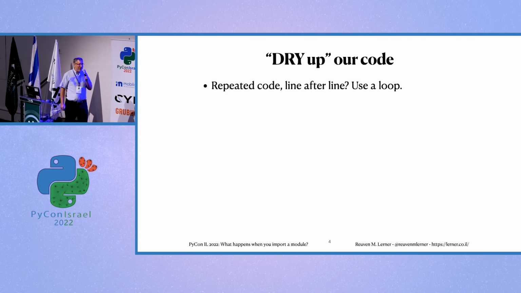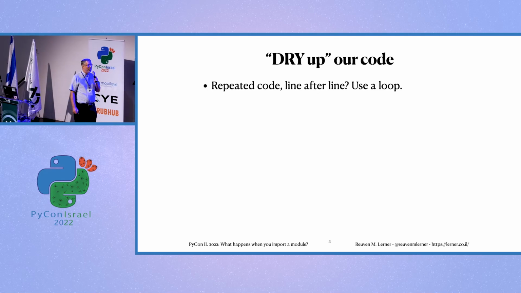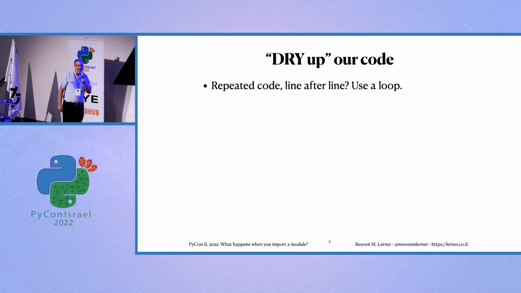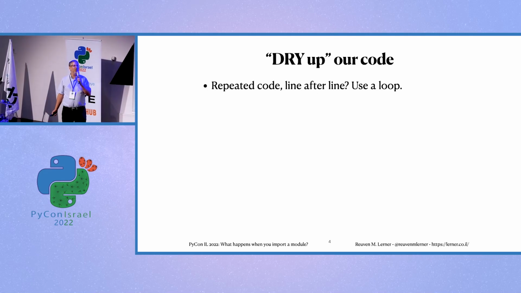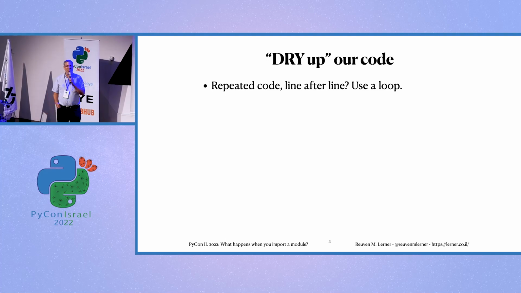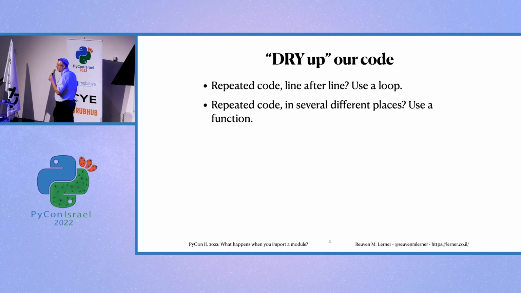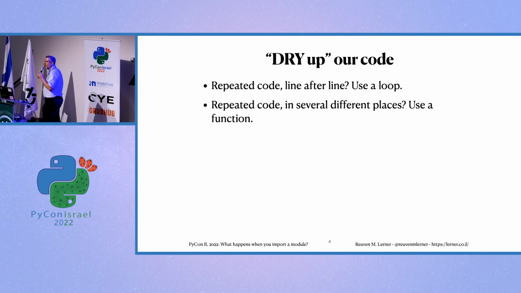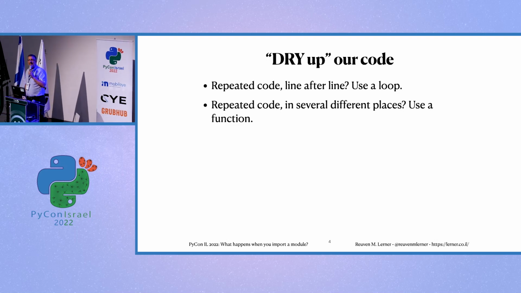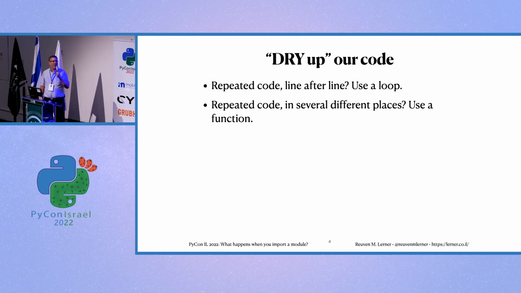Well, if I have a few lines in a row that are the same, or mostly the same, I can DRY up that code by using a loop. And we don't think about it, but that's what we're doing. What if I have the same code in several different places in a program? Well, then I can use a function, right?